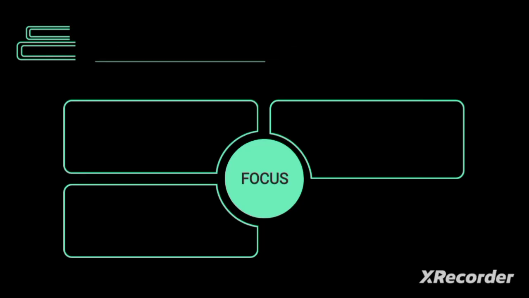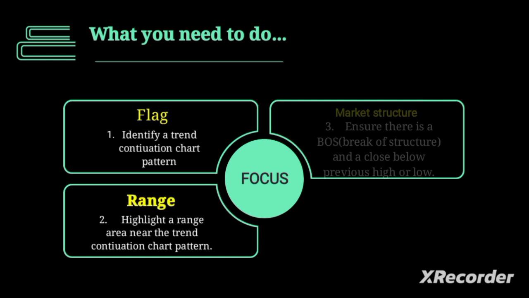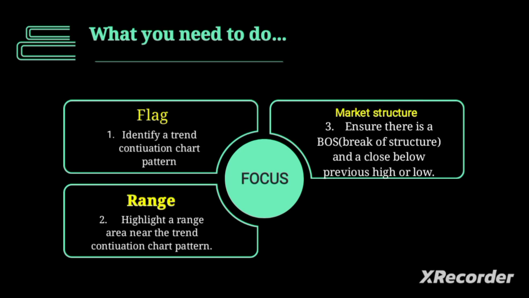All right, so let's talk about the steps. These are the things that you need to follow. The first one is to identify a trend continuation chart pattern. The second is to highlight a range which is always close, and it must be very close to the trend continuation chart pattern. I'm actually using a flag because most times what I use is flag.